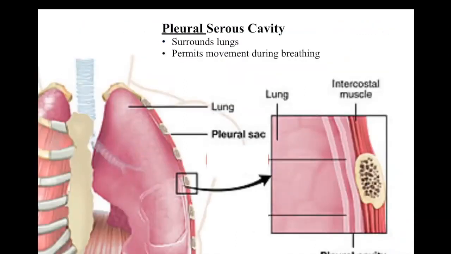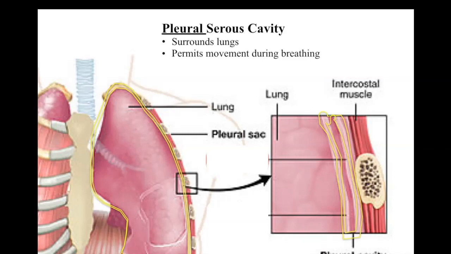Your lungs are sitting in the pleural serous cavity. Pleural, remember, means two. There's two lungs. So here's the cavity right here. That is going to be lining the lung. This part is going to be attached to the rib cage. This part right here is going to be attached to the lung tissue.